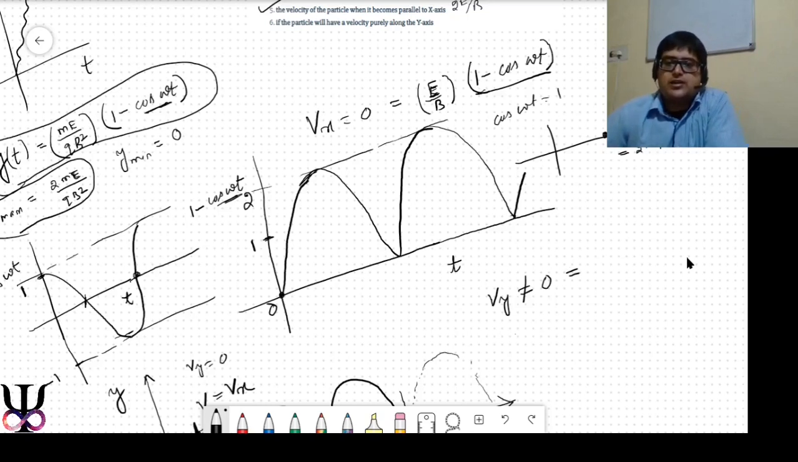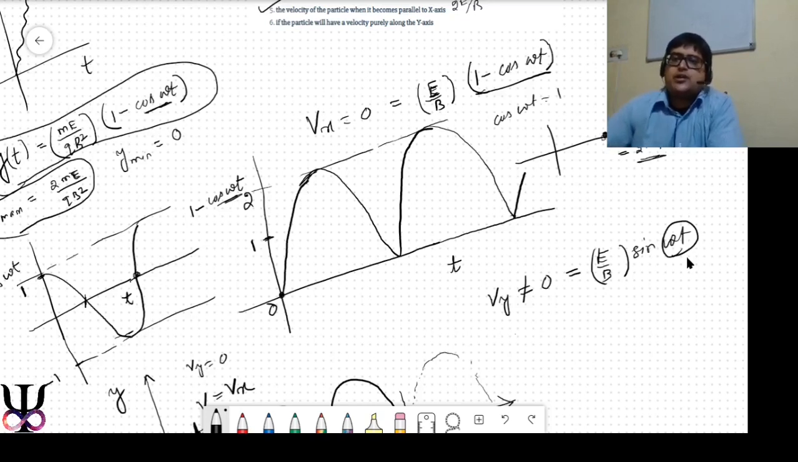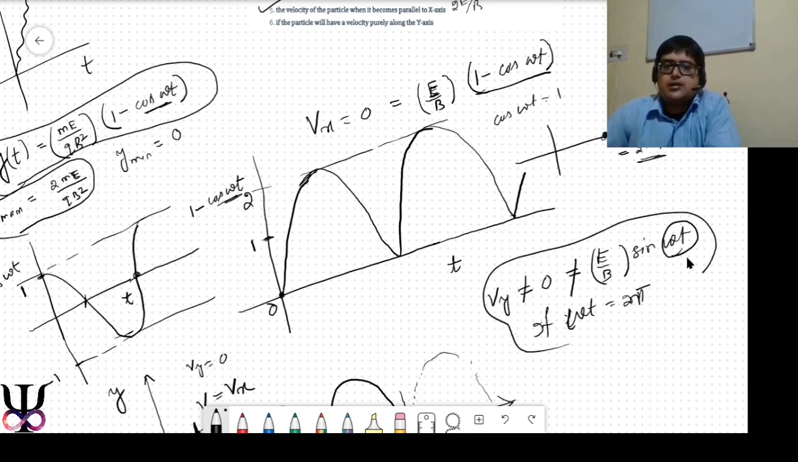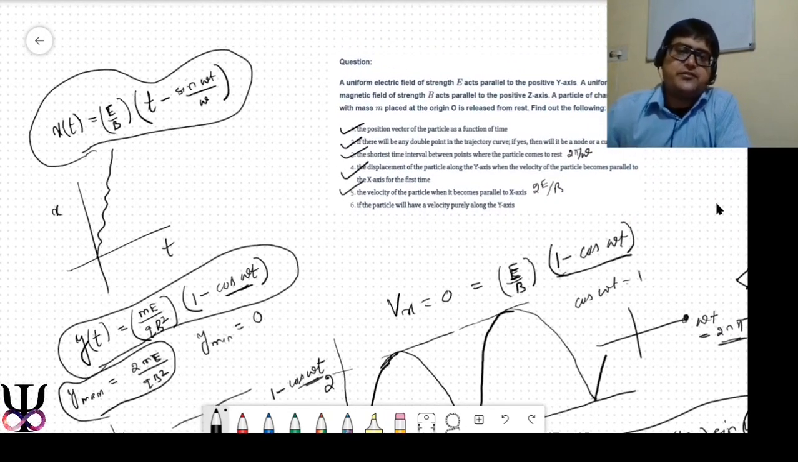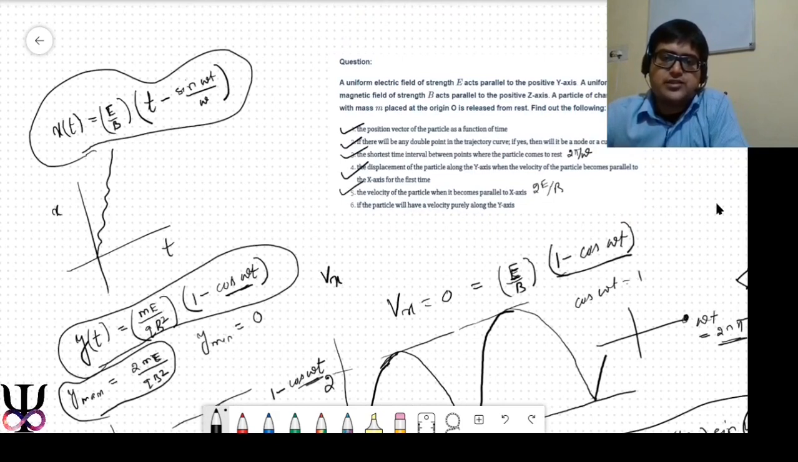And Vy, as you can see, Vy is E by B sine of omega t. See, if omega t is 2n pi, that means at this point sine is always going to be 0. Okay, isn't it? That means Vy is never going to be non-zero. If omega t is 2n pi, that means every time Vx is 0, that inevitably implies that Vy is also going to be 0. You can write as Vx equals to 0 implies Vy is 0.